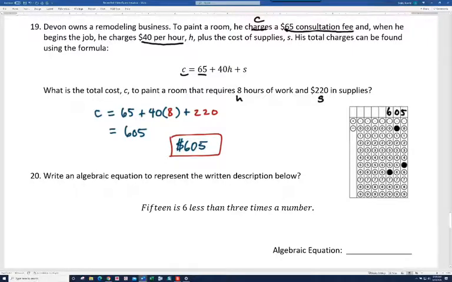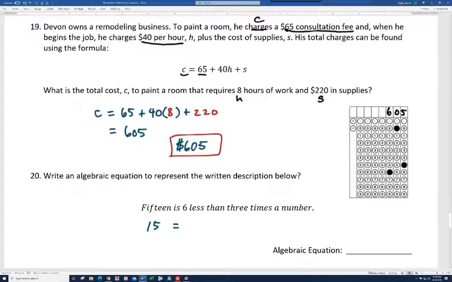All right, number 20, it says, write an algebraic equation to represent the written description below. So 15 is 6 less than 3 times a number. So you're literally translating this. I like my blue better. So 15 is, we translate that as equal, and we want to write 6 less than 3 times a number.